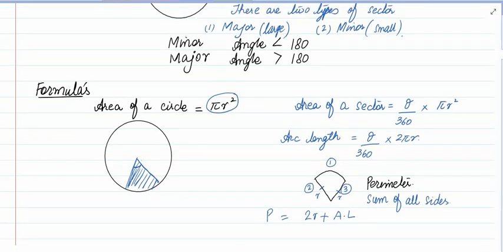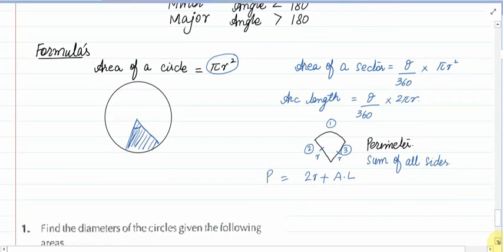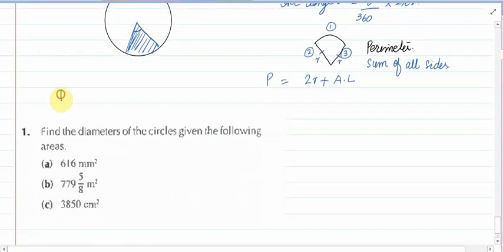Now after that we are going to start the exercise from your book 2, 7th edition. It's exercise 10, right? Find the diameter of the circle given the following areas. Now the shape is a circle. We know that the area of a circle is pi r square, right? Area is known. In the first part it's 616. You need to find the diameter.